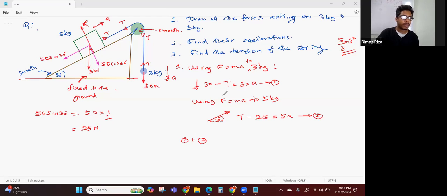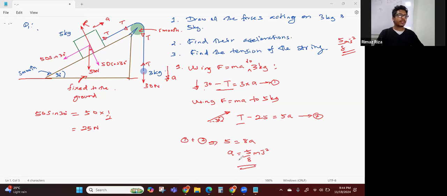Now I can take 1 plus 2. So on the left hand side, minus T and plus T cancel. 30 minus 25 is 5. So 5 equals 3A plus 5A, 8A. Therefore A equals 5 over 8 meters per second squared. Okay, so that is the acceleration.